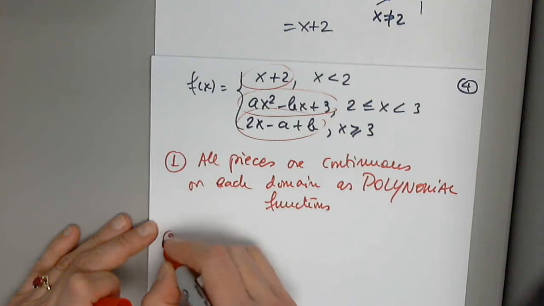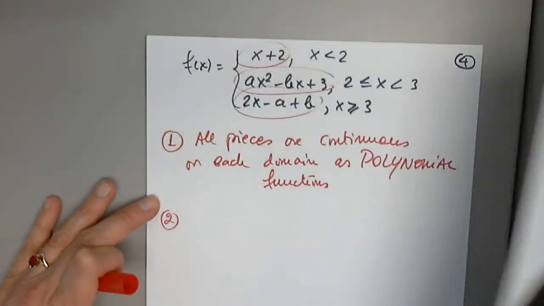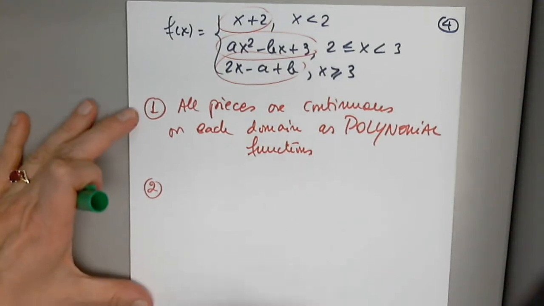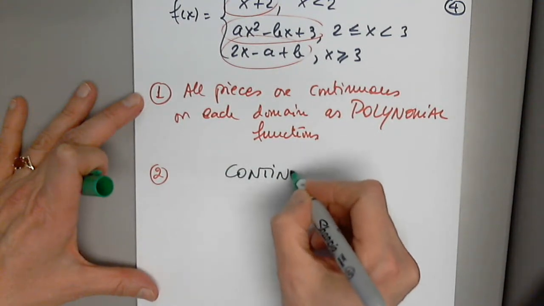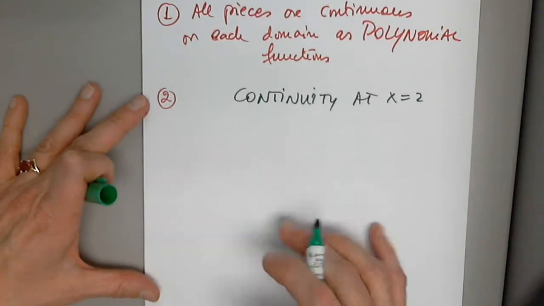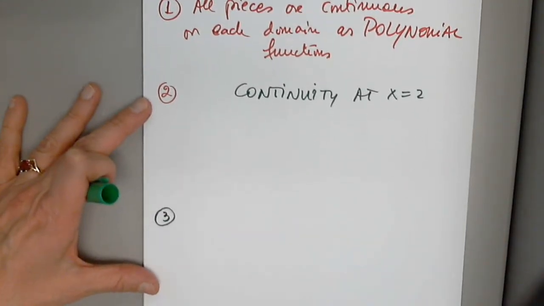Step number 2. For this function to be continuous everywhere, what do I have to worry about? Continuity at 2 points. That's what you're saying. Which points? Exactly. So I'm going to study now continuity at 2. Later on, step 3, I will study what?